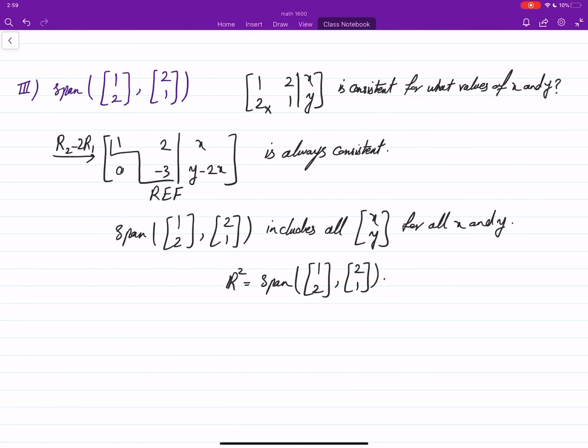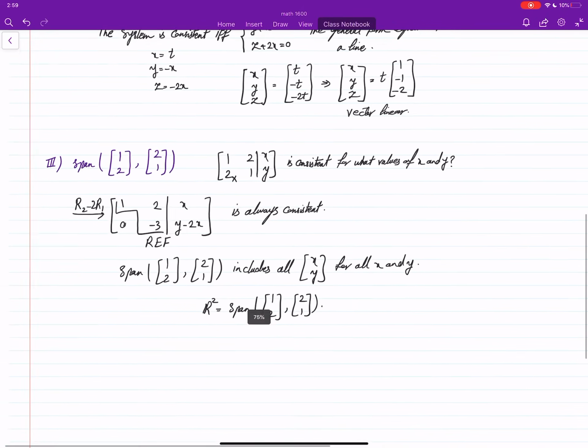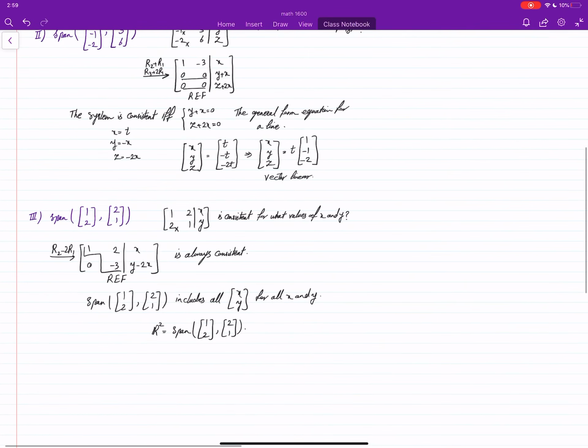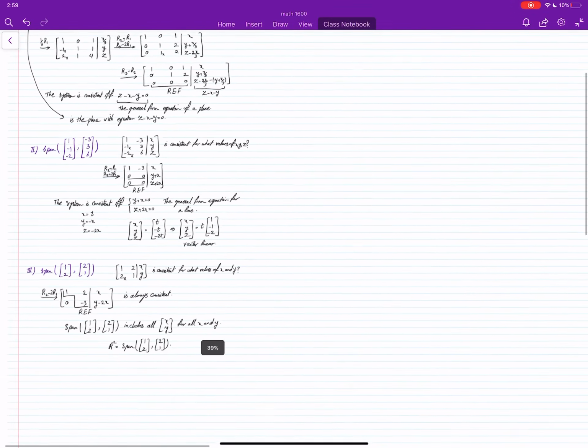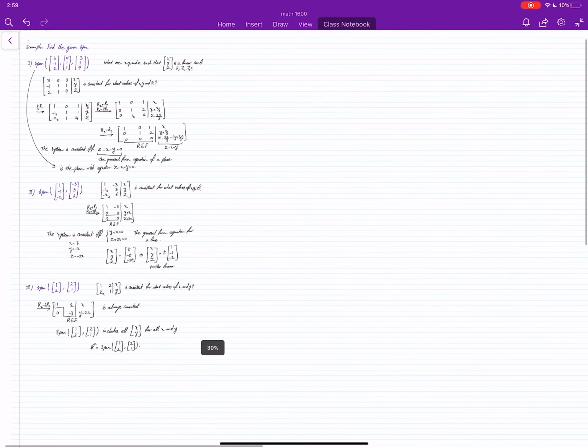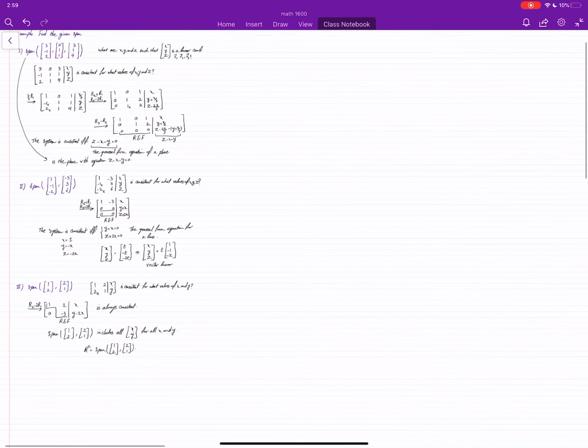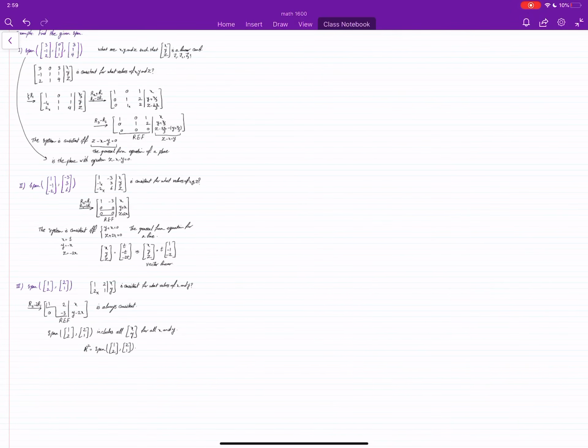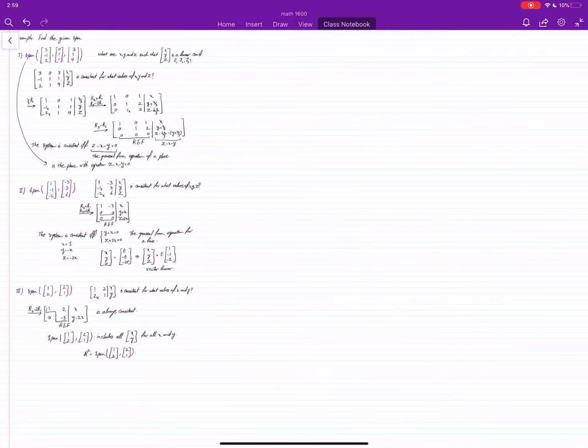And these were the examples. As you saw, the span can be a line, a plane, and the whole R2. The whole R3 can also be the span of some vectors in R3.